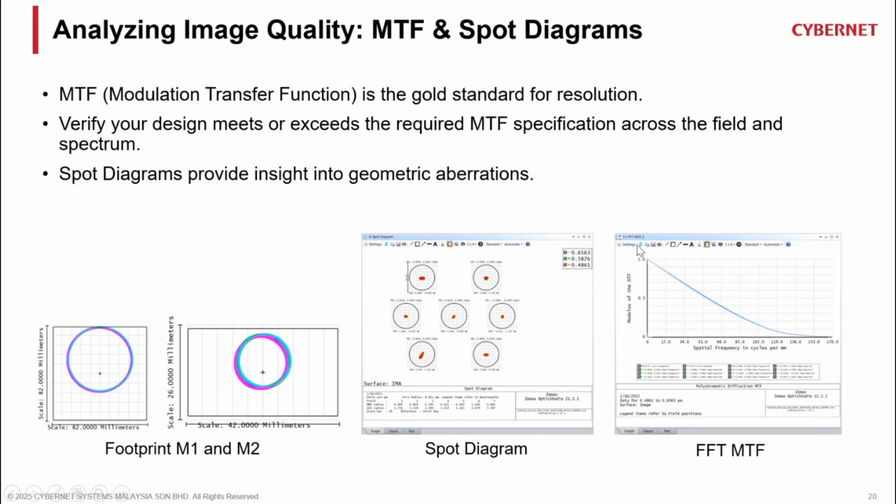Next is the fast Fourier transform MTF, where we analyze the spatial frequency. In the initial design, we stated that we need about 80 cycles per millimeter at around 25%. So this design actually already meets the criteria.